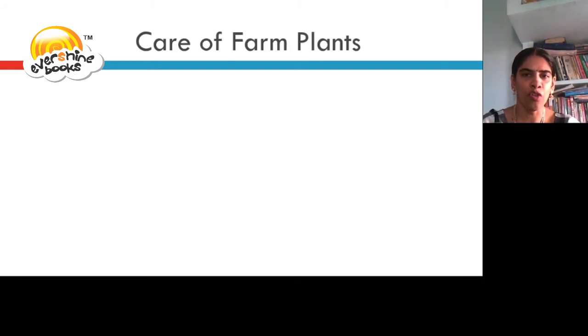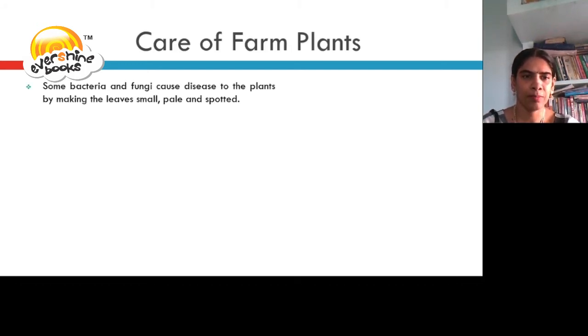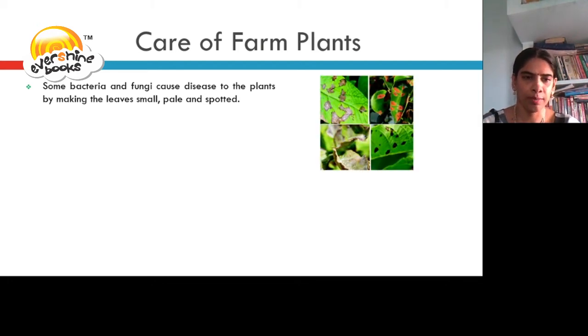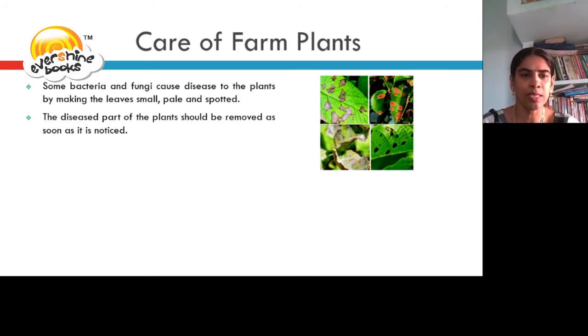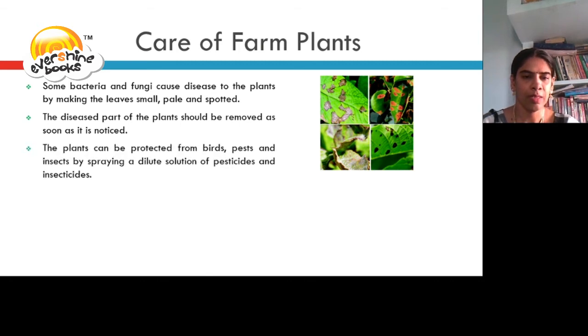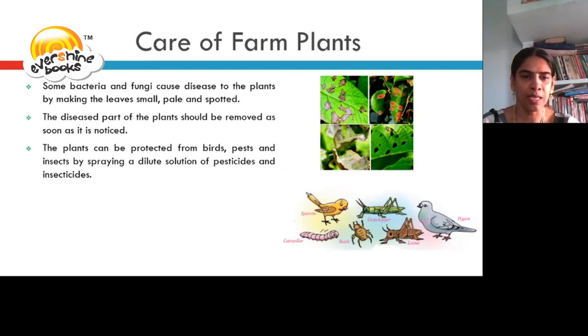How do we take care of farm plants? Some bacteria and fungi cause disease to the plants. This makes leaves small, pale and spotted. The diseased part of the plants should be removed as soon as it is noticed. The plants can be protected from birds, pests and insects by spraying a dilute solution of pesticides and insecticides.